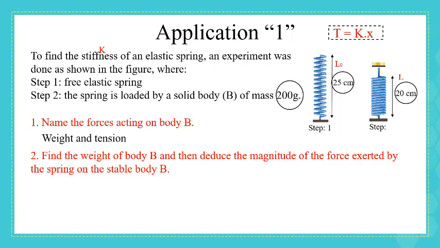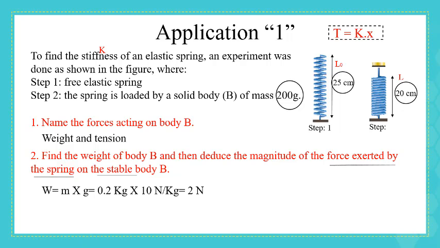The second question is to find the weight of body B and then deduce the magnitude of the force exerted by the spring on the stable body. To find the weight of the body, let's look at the given. They gave you the mass of this body B. Then you can find the weight referring to the formula mass times gravity. You have to convert from gram to kilogram by dividing by 1000. Then it is weight equal mass times gravity, 0.2 kilogram multiplied by 10, it's 2 Newton.